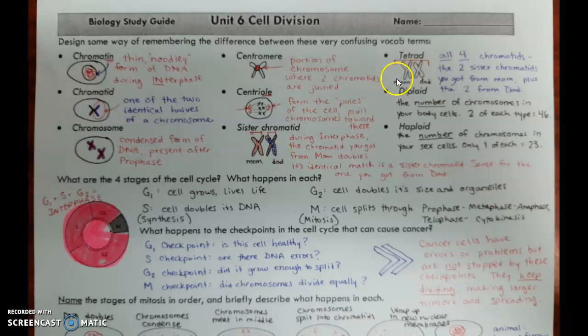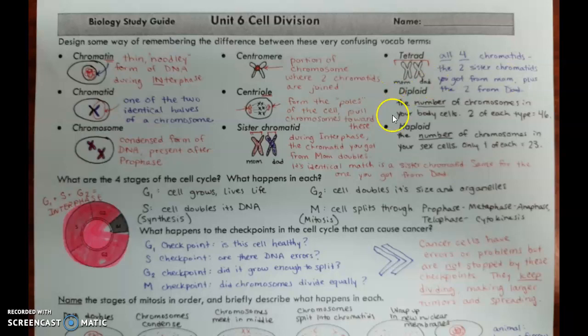If you look at all four of those together, the two from mom and the two from dad, that's called a tetrad. Tetra means four. And so when you talk about two sister chromatids from mom, two from dad, that equals four. We call that a tetrad. And that is most relevant during prophase and metaphase of meiosis 1. We call it a tetrad.